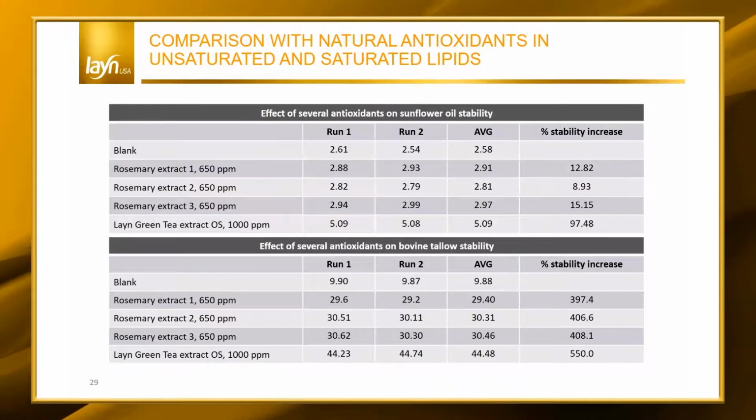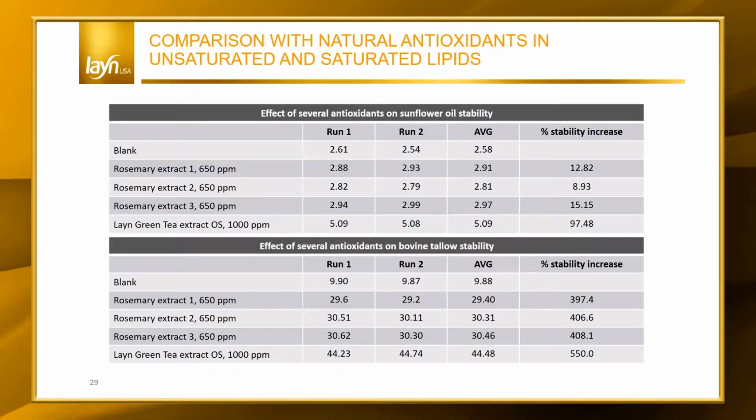When confronted against natural antioxidants as well, we did a trial using 3 different types of rosemary extracts. They are very much used as antioxidants in the industry. Theoretically, all these 3 products had exactly the same or very similar composition. We used them at 650 ppm in sunflower oil. In this case, the sunflower oil was rich in linoleic acid, and we saw that rosemary extracts had variable activity when measured as stability increase.